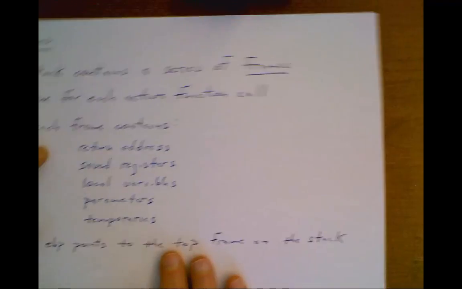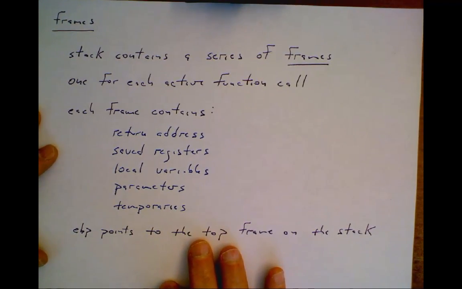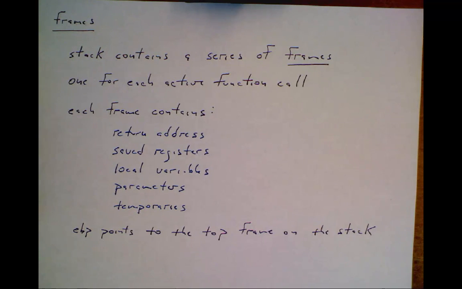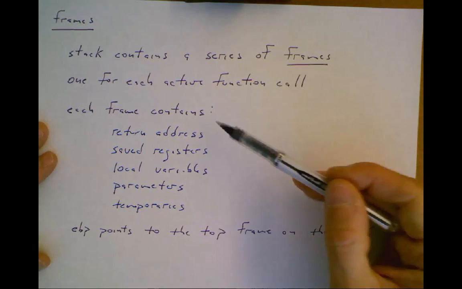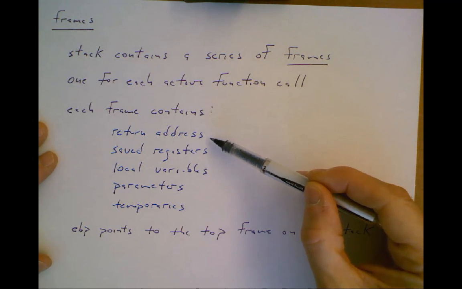I mentioned that there's a register called the frame pointer. What is this all about? Well, the stack contains a series of frames, and there's one frame for each active function call, and the frame contains the necessary information about that particular active function call. So it's the return address. Where am I going to go when this function returns? What's the PC value going to be when I return?